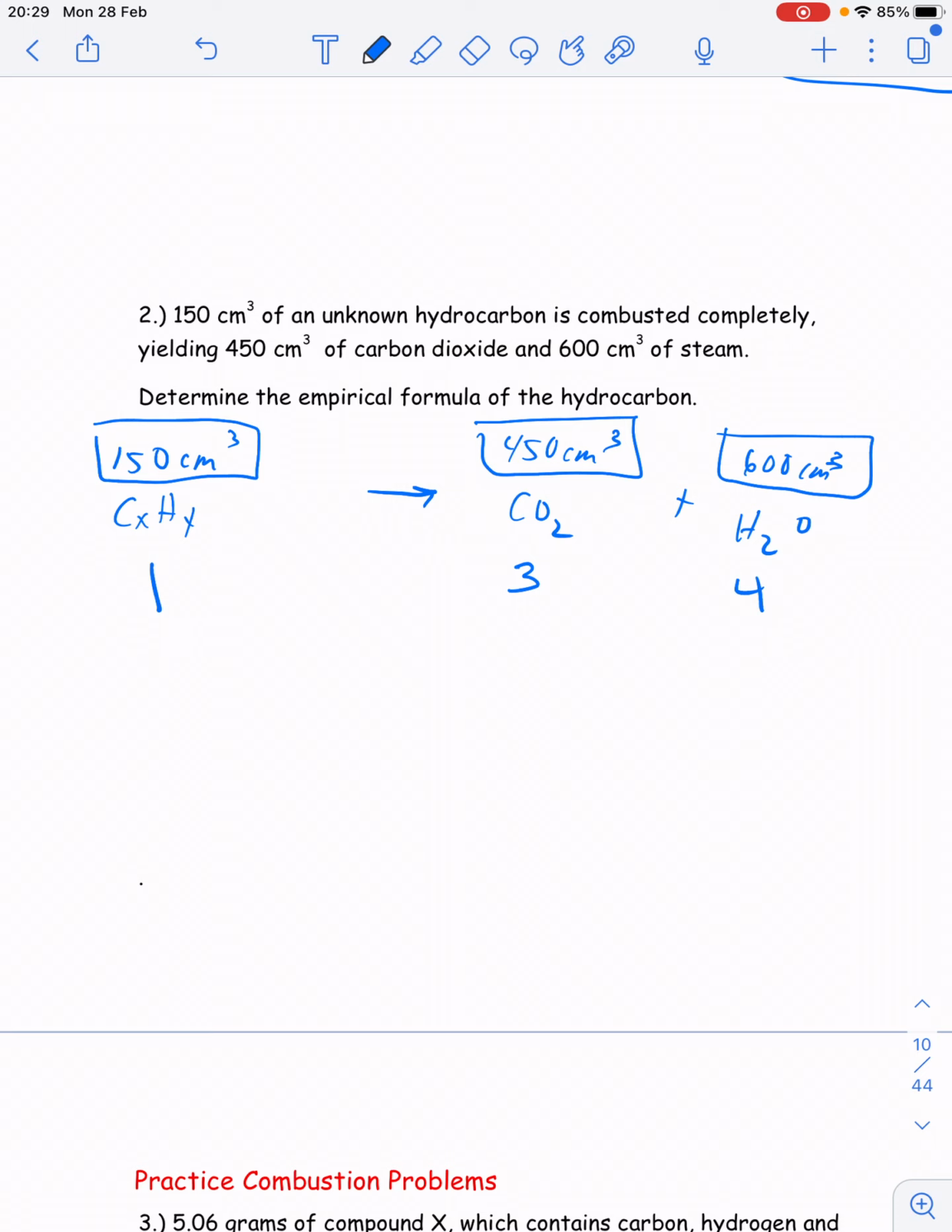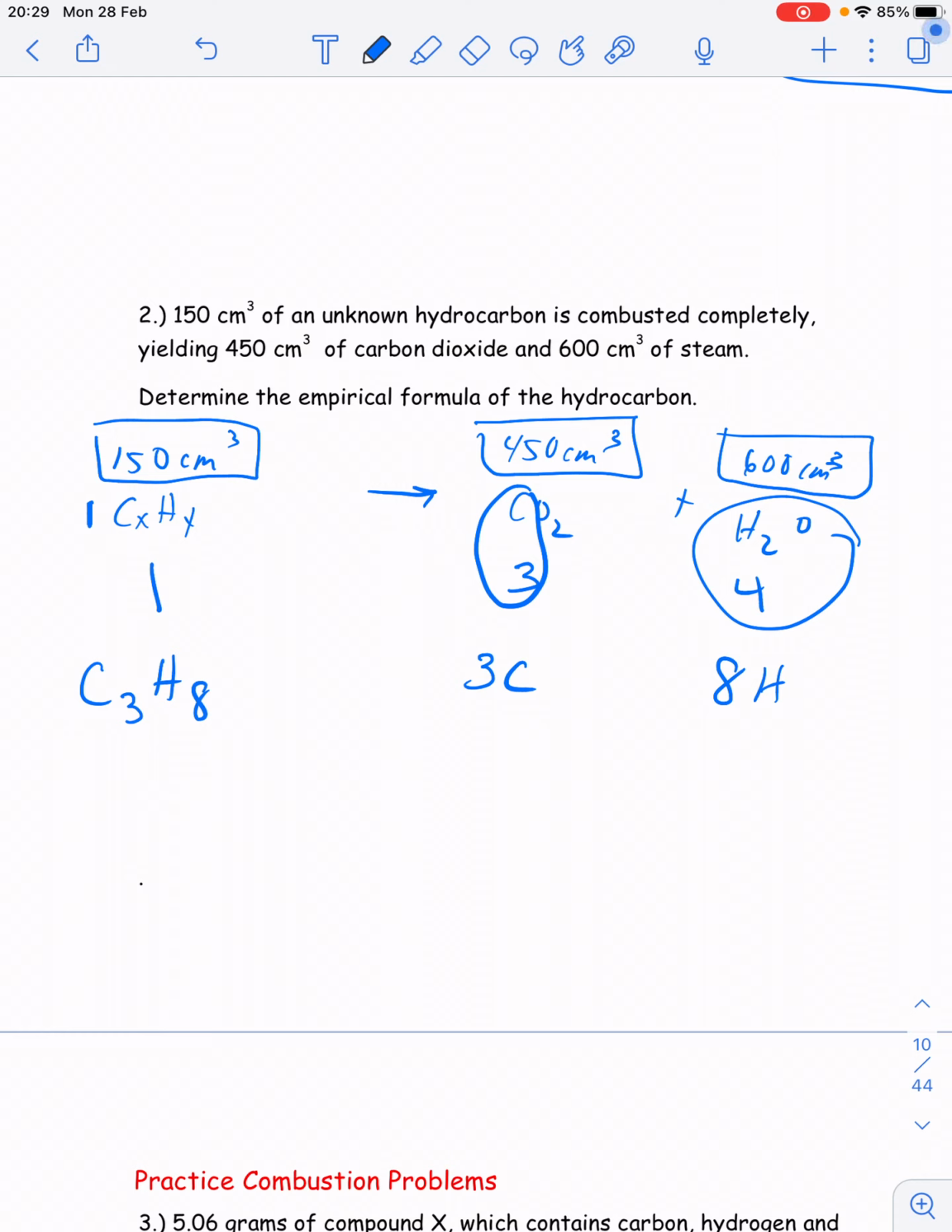So I can see now that since 1 hydrocarbon made 3 CO2s, where did those 3 C's come from? If I have 3 CO2s, then that's like having 3 carbons. That means in the initial hydrocarbon, there must have been 3 carbons relative to the amount of carbon dioxide. And if over here I have 4 waters, I can see that 4 times the 2, that means there are 8 hydrogens. And so in the original compound, there must have been 8 hydrogens. So that ends up being the empirical formula of the hydrocarbon.